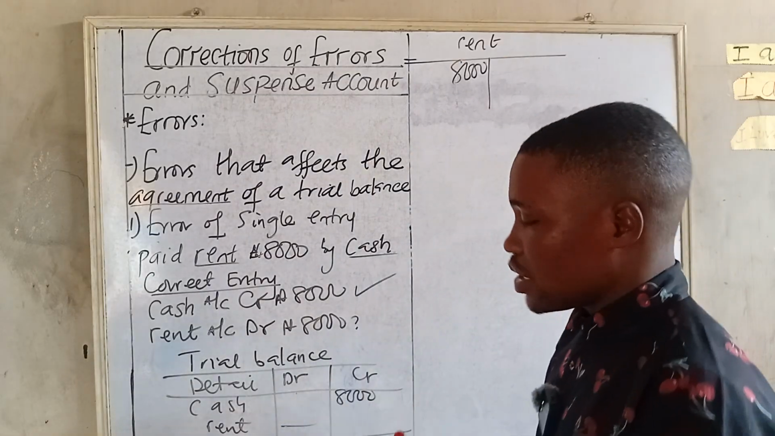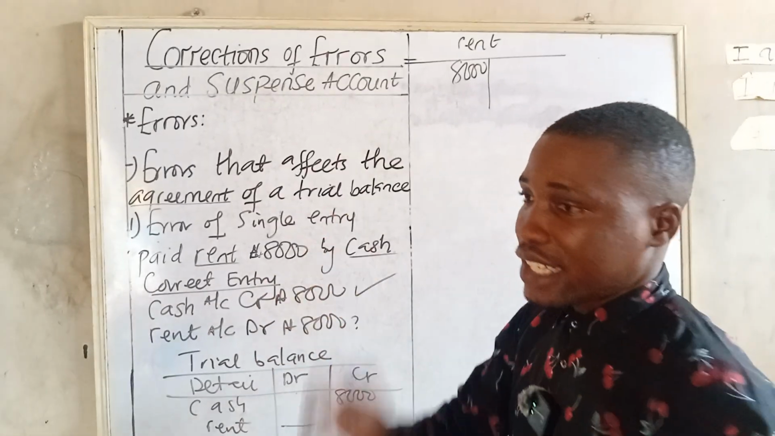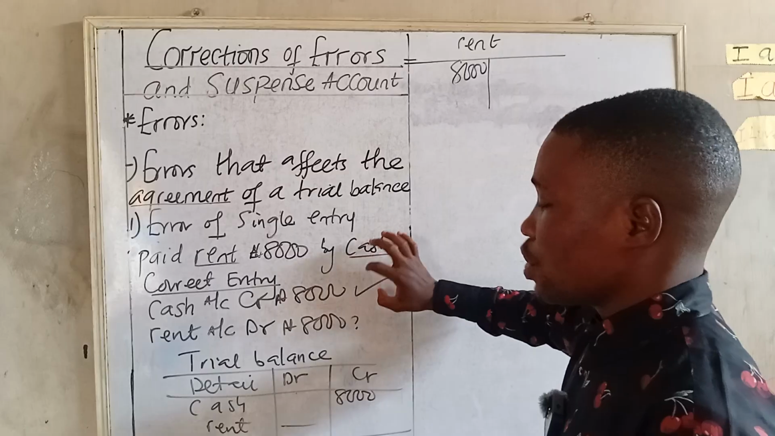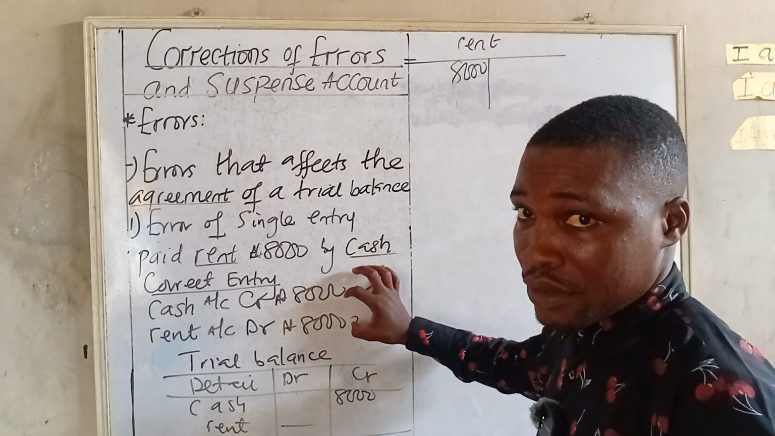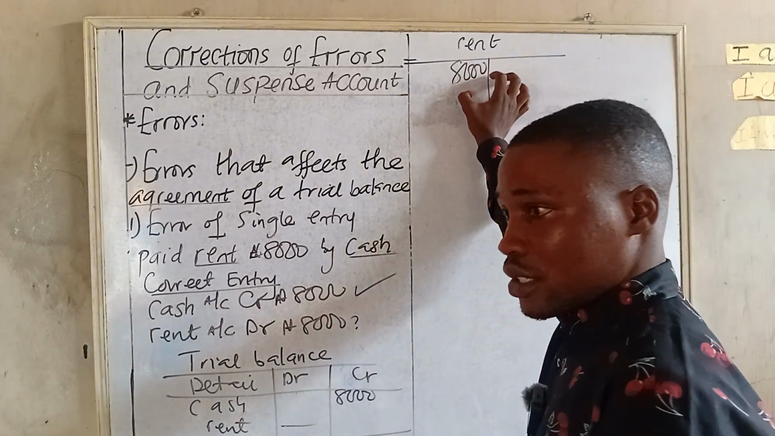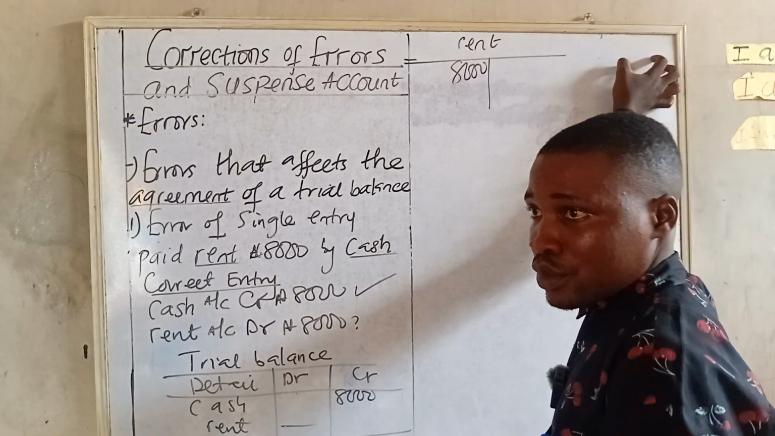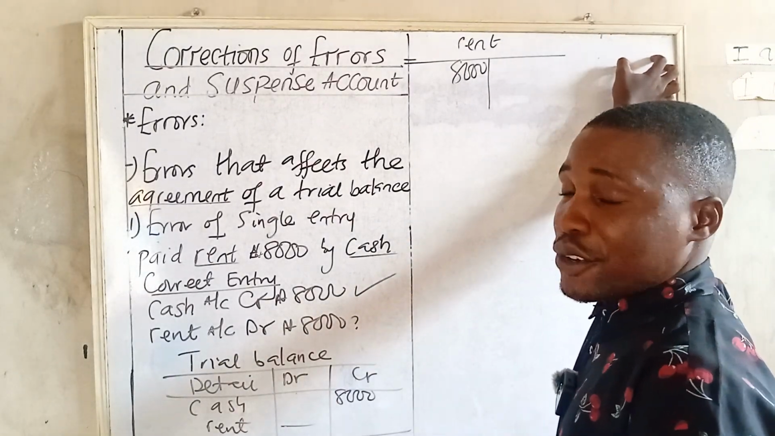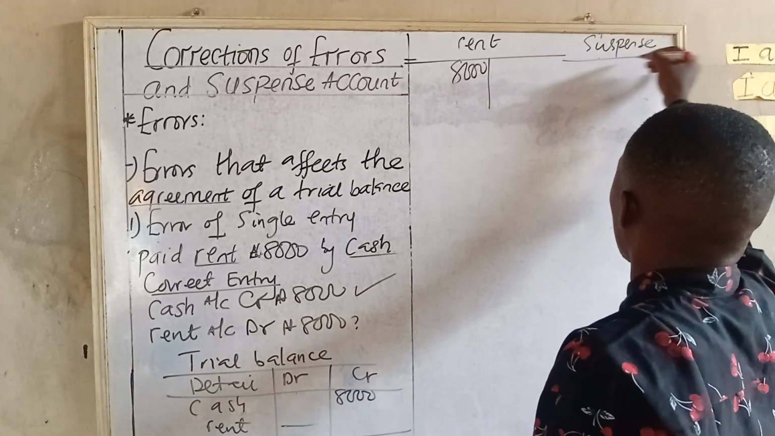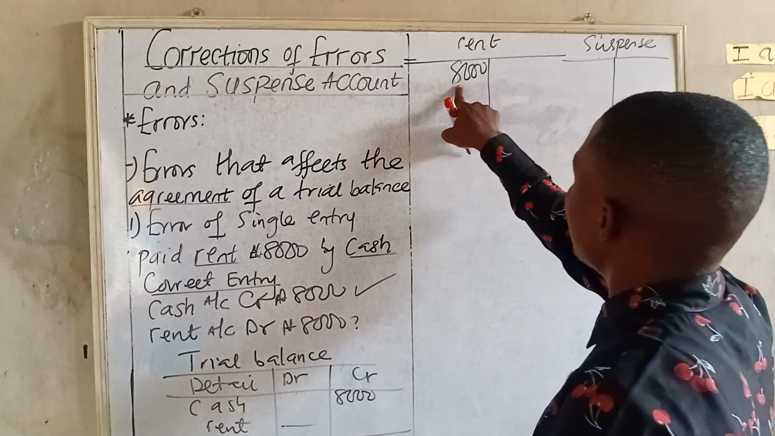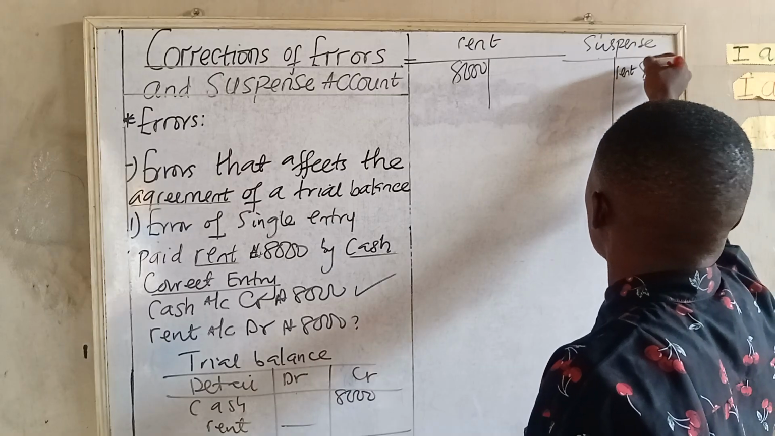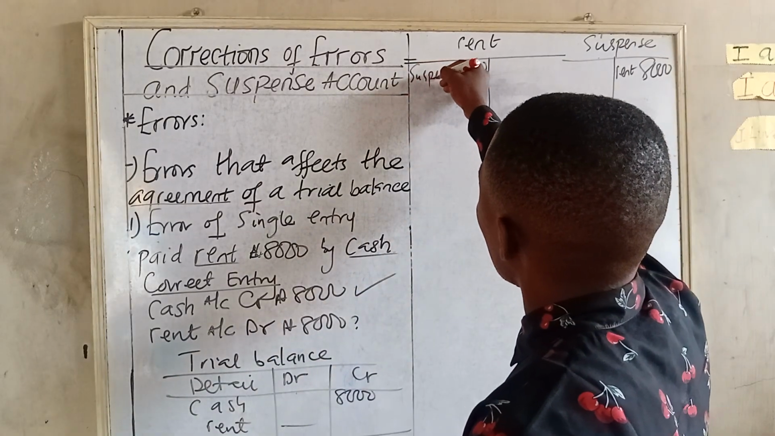Now you know that in accounting we need two legs, debit and credit side. Now we only have one account because this account is already properly recorded. So we don't have an issue with this one. Now this one here, we only have one account. What is now the other account to cater for the second leg? Then we will use the suspense account for it. The one with debit here, we are going to credit here with 8,000 in the name of suspense.